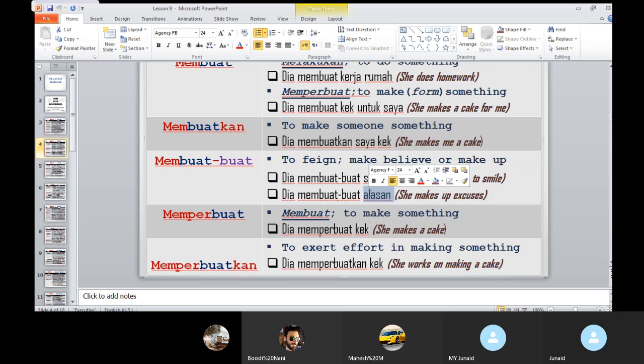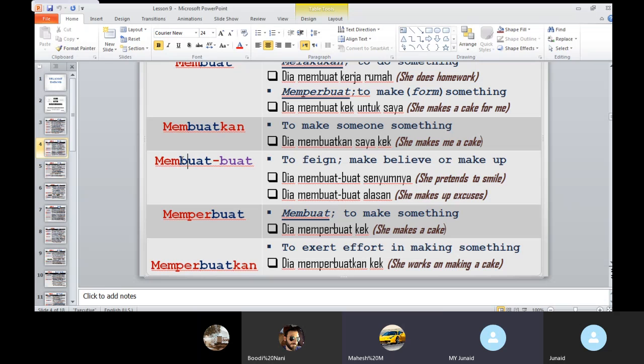You don't have to worry as well. Without saying membuat-buat, you just say buat-buat. Dia buat-buat senyum. He's faking his smile. He's pretending to smile. Dia buat-buat alasan. He makes up an excuse. Buat-buat apa sebenarnya? I mean to pretend. To pretend. To fake. To make up. It's a very common word in spoken Malay. We use this a lot. Just buat-buat.